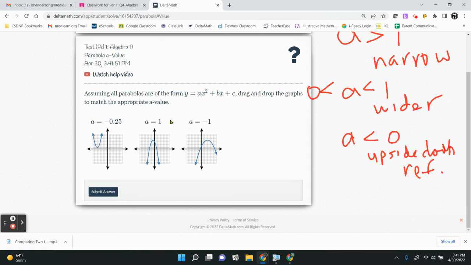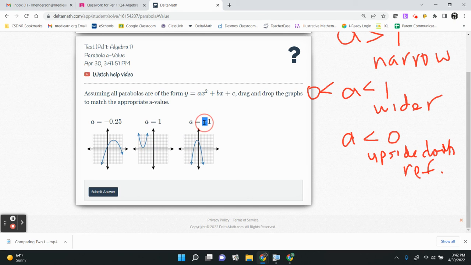I've got 2 negative values this time. So that means this is the only one going upwards, so this one goes in the middle. Now I need to decide who is more narrow and who is more wide. So this one is 1, so that's going to be more narrow. And this one is going to be more wide. So I'm going to move this over here. What the heck?